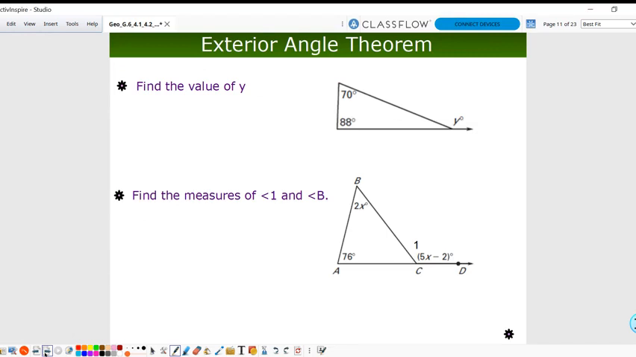Using the exterior angle theorem, find the value of y. Well, again, y will equal the sum of the non-adjacent interior angles. So y should equal 158 degrees. Find the measure of angle 1 and B.